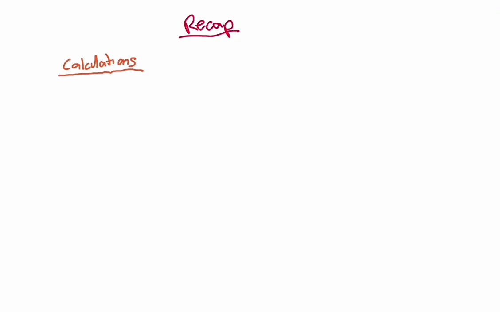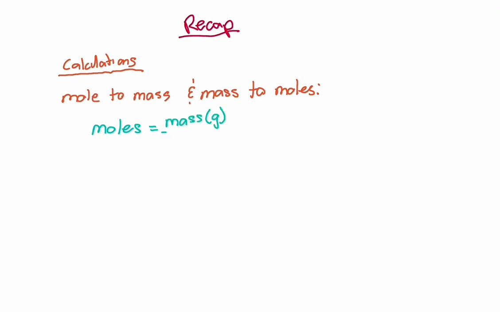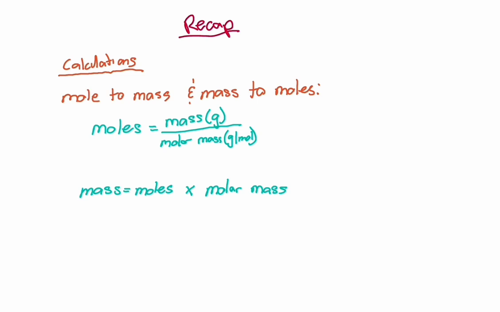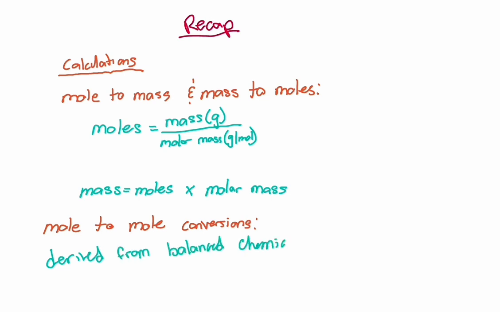We looked at mole to mass and mass to mole calculations. To convert between moles and grams, we use the formula moles is equal to mass in grams divided by the molar mass, which is in grams per mole. Conversely, to convert moles to grams, we simply multiply the number of moles by the molar mass. So the mass is equal to moles times molar mass. We also looked at mole to mole conversions, which are derived from balanced chemical equations and indicate the proportions of reactants and products.